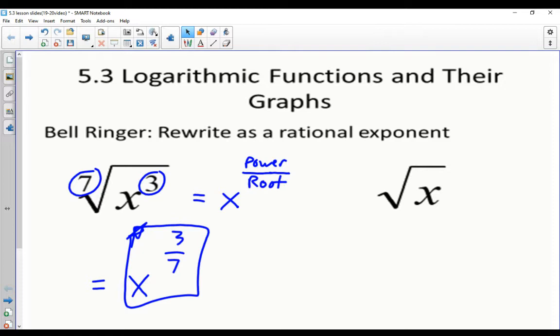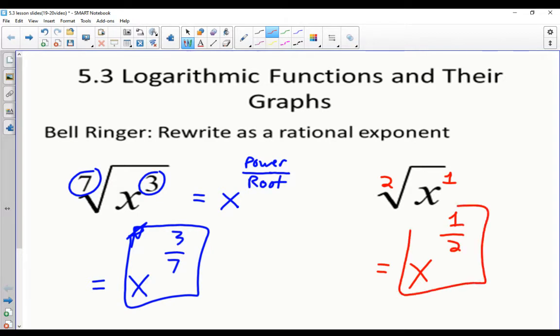Now let's do the other one. This one, you can't really see what the power and the root is, but you know this has to be a power of 1, and the root has to be a power of 2. Using that knowledge, rewrite it as a fraction with the power of 1 on top and the root of 2 on bottom. And there you go. You will be seeing some examples where you'll have to do this, which is why I wanted to refresh you on that. So now that you've been refreshed on that, now let's go to the main course.